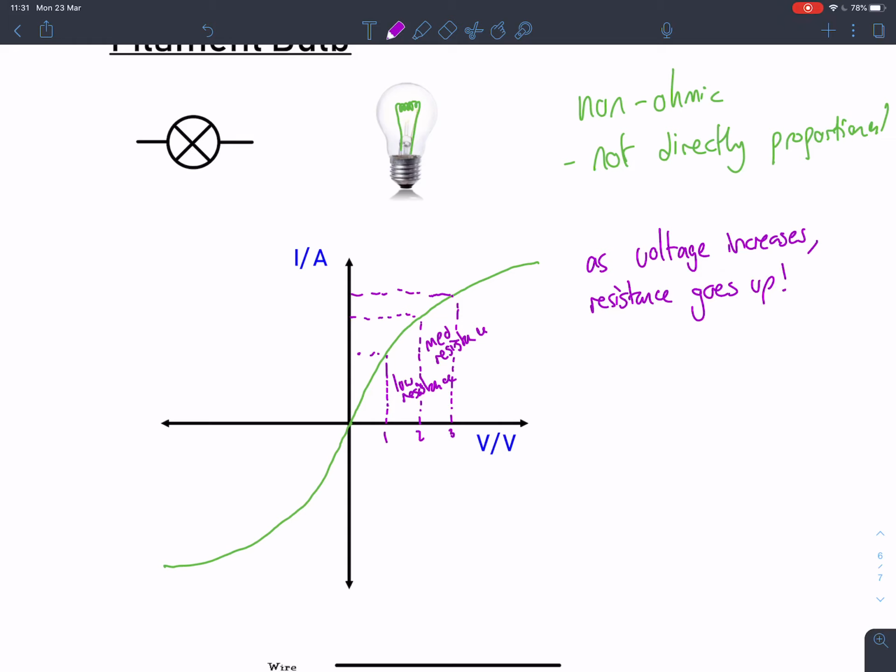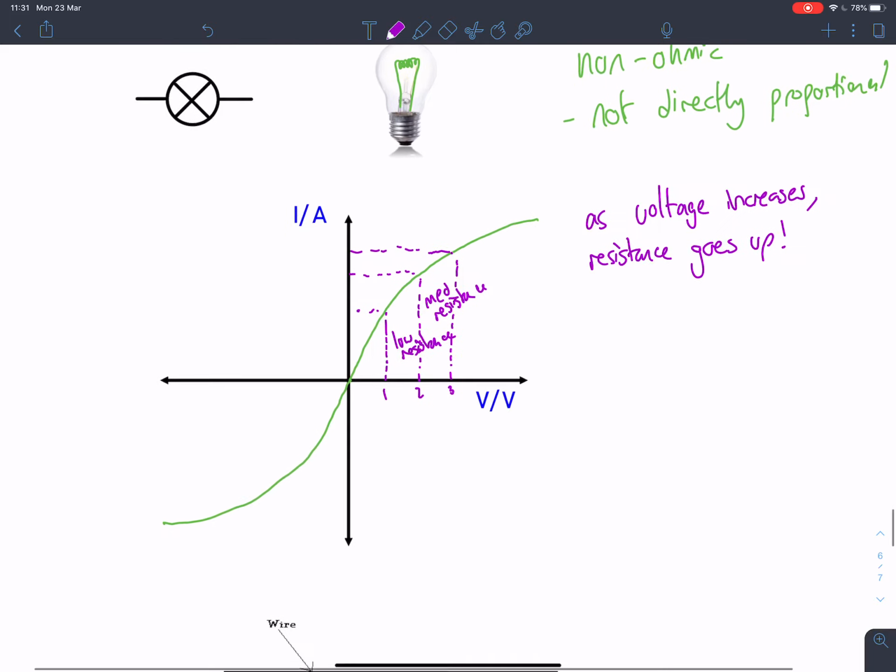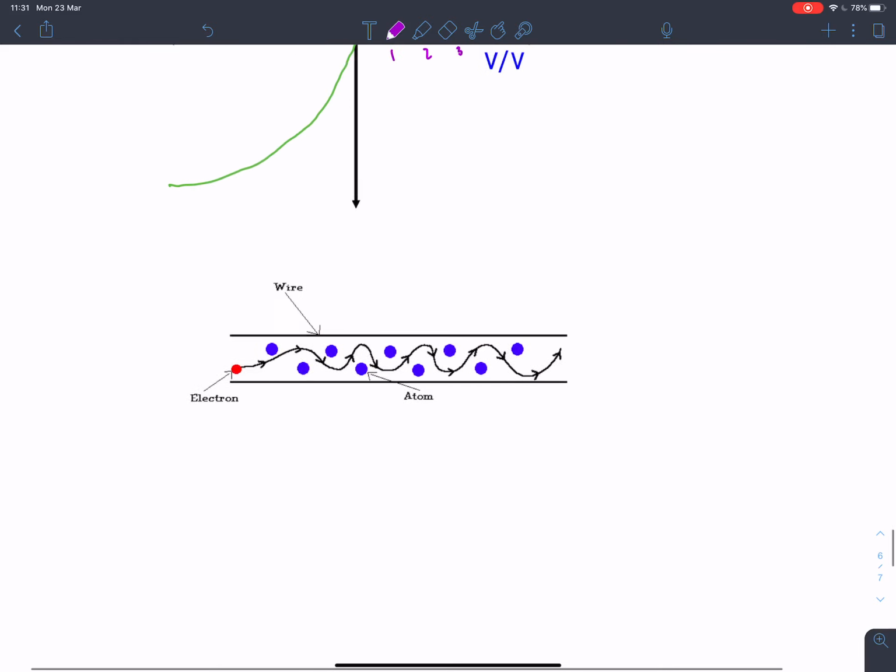So why is that? Why is the resistance changing with my voltage? The key thing here is understanding the principle of how a filament bulb works. It works because that wire gets hot. So let's think about what's actually happening.